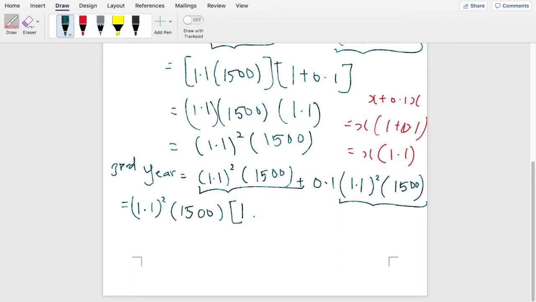This is what we have been emphasizing in Sec 2 maths. Once you factorize out, for example, you factorize out x, what is left behind is a 1. Once you factorize out this term, you are left behind with a 0.1. I hope you are seeing the pattern now.